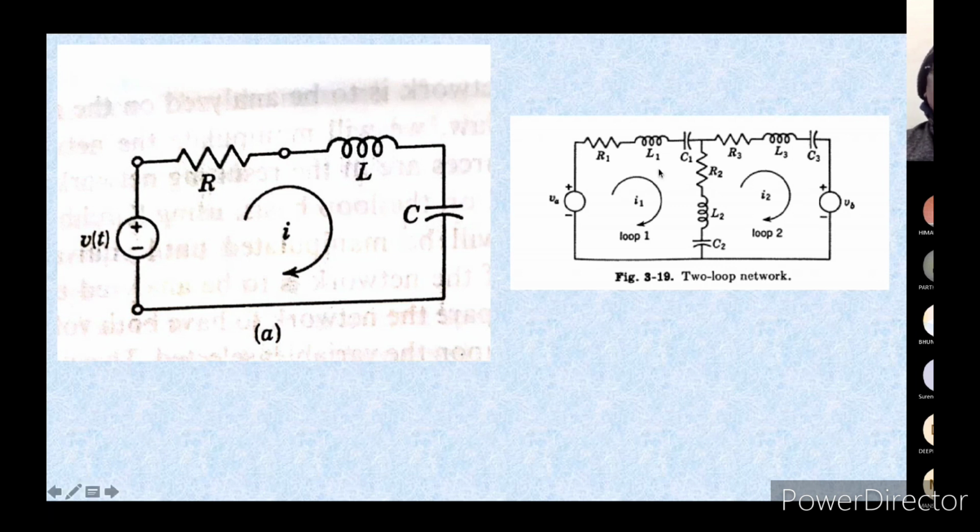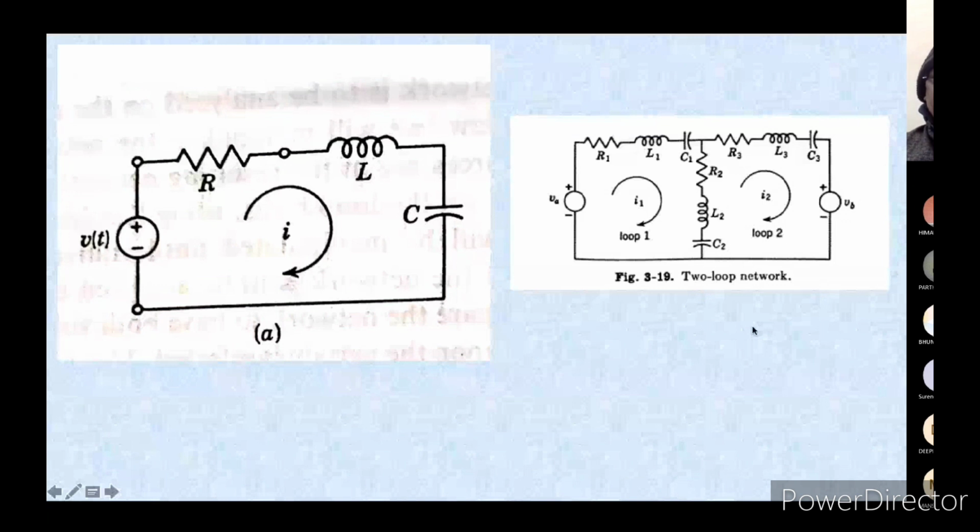For example, over here is a little bit more complicated circuit, where you have one source connected over here, and resistance, inductance, capacitance, another resistance, another inductance, another capacitance connected in this loop. You also have another loop, where this is also one of the branches, and again some resistance, inductance, capacitance, and not only that, another source is connected in this branch.